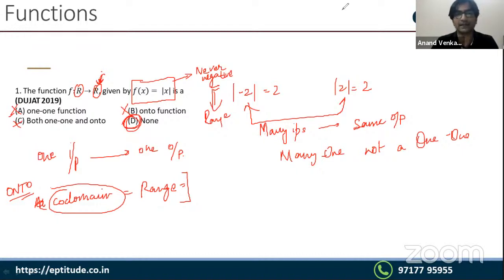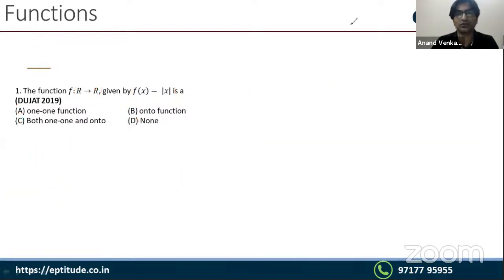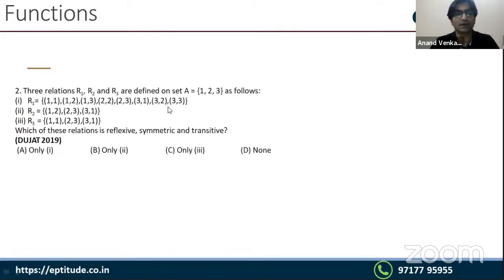All right, let's then move on to question number 2. All right, so let's try this question. 3 relations R1, R2, R3 are defined, right? So functions and relations is the second topic. We did the previous question on functions. This question is on relations, right? And there are 3 things mentioned here: reflexive, symmetric, transitive. I hope you remember what these are, right?